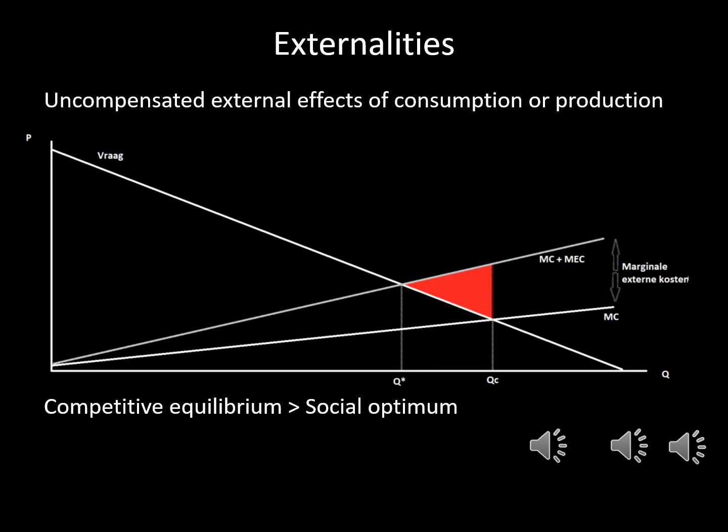Reducing the production from QC to Q star is welfare enhancing because the marginal external costs outweigh the rents from production. In other words, the production between the social optimum and the market equilibrium outcome still benefits consumers and producers of bananas, but the additional cost on third parties outweigh those private benefits.